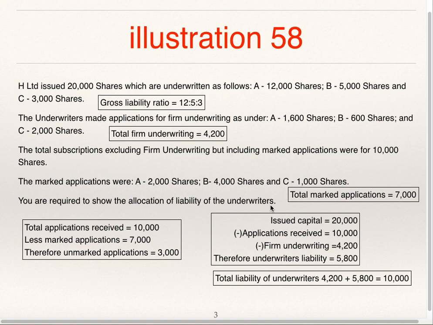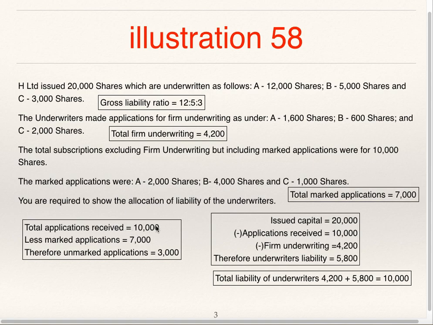Now, what is the liability of underwriter? Issued capital is 20,000. Applications received are 10,000. 20 minus 10, 10,000 is underwriters' total liability. Out of that, firm underwriting is 4,200. They have already agreed to take 4,200 shares. So remaining is the underwriters' liability.